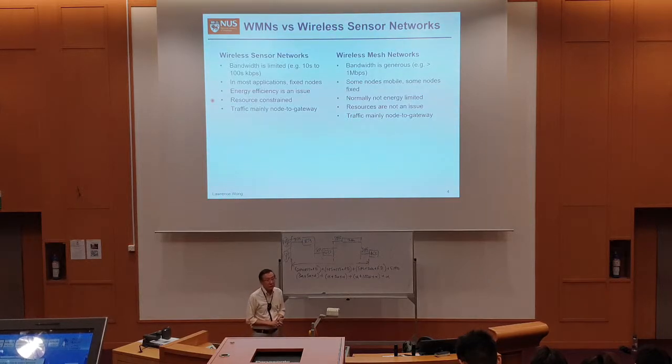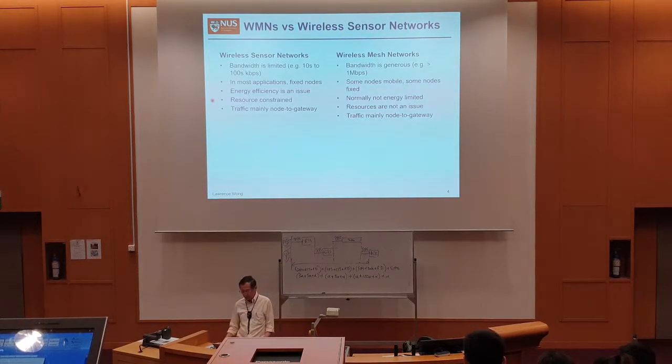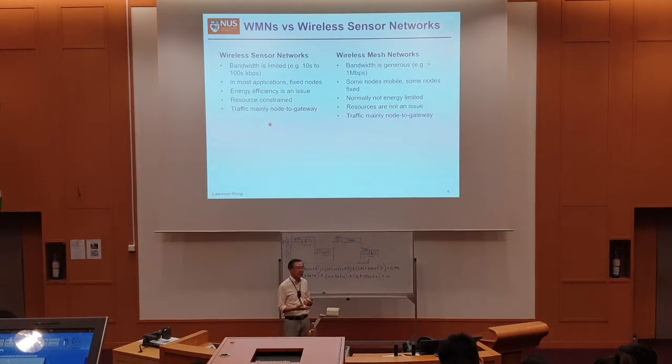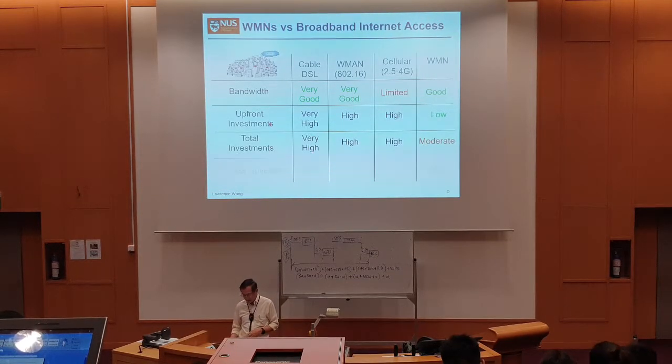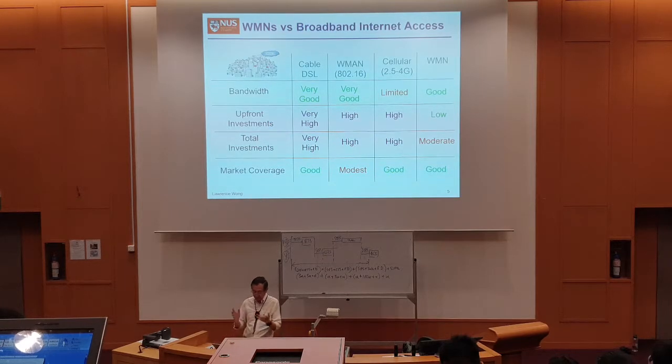Sensor networks are resource constrained. Your sensor nodes are typically very basic devices, not a lot of powerful computational or storage capabilities. So that's why I say resource constrained, whereas in the mesh network, not necessarily so. And again, for the sensor network, traffic is mainly from the node to the gateway. Similarly for the mesh network, typically node to the gateway. So there's a comparison of this. I won't go into much detail. I think you can read it up.